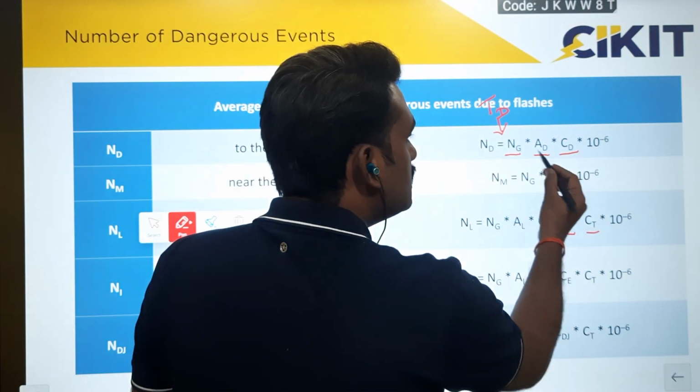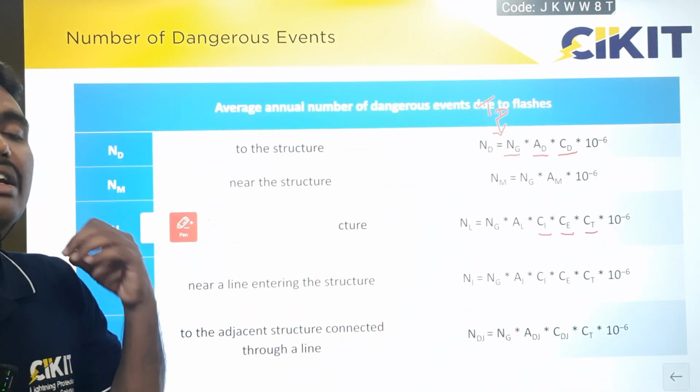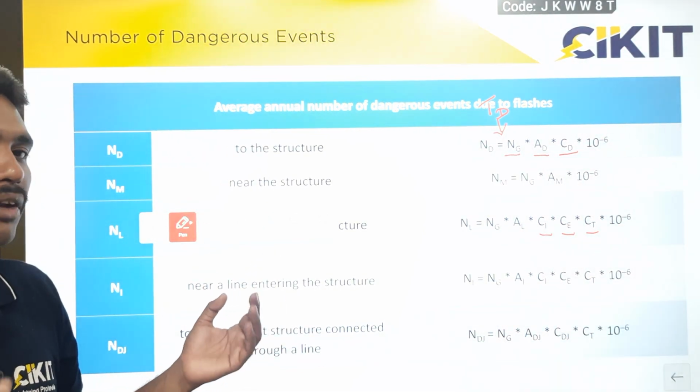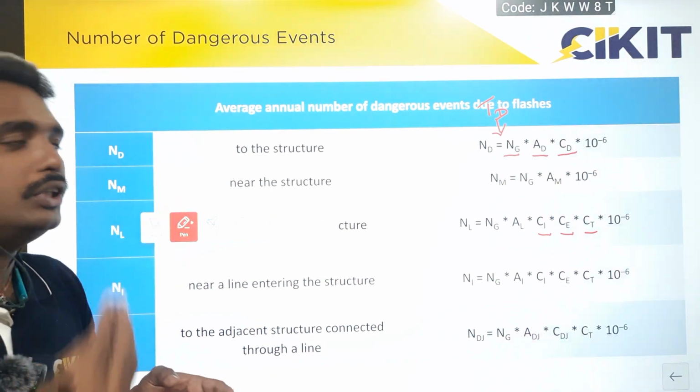AD is nothing but the collection area. For this collection area, we will be considering the dimensions of the building. What will be the length of the building? What will be the height of the building? What will be the width of the building? Here for AD, the height of the building plays a crucial role.